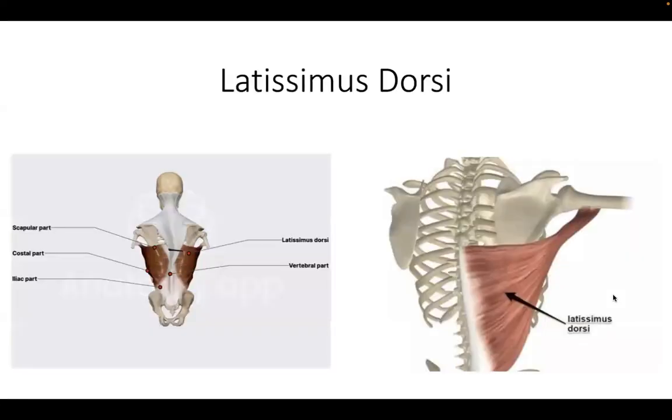So the next muscle we have is the latissimus dorsi. There are 4 parts to it, but it is all one big muscle. So first part is the scapular part, then the costal part, then the iliac part, and the vertebral part. And then as pictured on the right is the insertion of the latissimus dorsi, and there's a twist here that allows the muscle to be more flexible and allows the lats to stretch more.